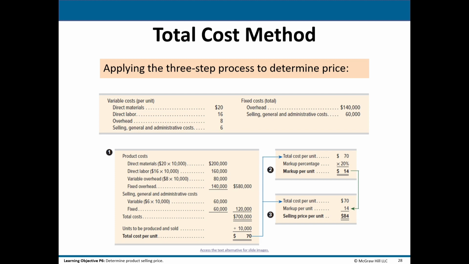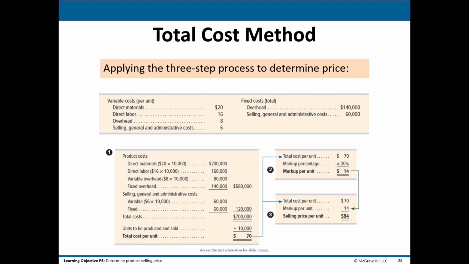So step 1, total cost per unit. Add product costs, your direct materials, your direct labor, variable overhead, and fixed overhead, to the selling, general, and administrative costs. And that gives you your total cost. Then you divide that by the units to be produced and sold to give you your per unit cost. And that works out to be $70 in this example.